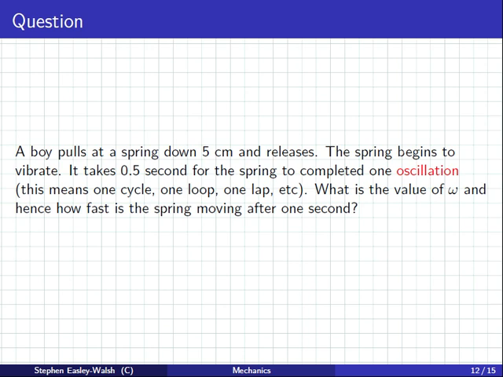What's the first answer? What's the omega? Yeah, about 12 something, was it? No, it's definitely about 12. What did you get? 12, so 12.6 radians per second. Did you get it? Harry, did you get omega? What did you get? 12.56. Good man.